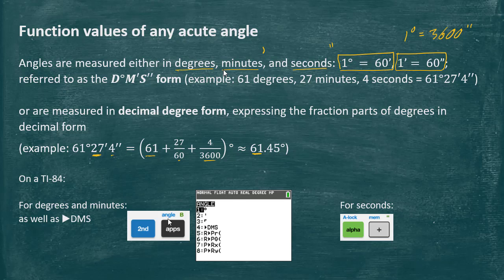where you can see above the button apps, it says the name angle for that menu, or it has the word angle in front of it. So again, I'll highlight it here, the angle right above apps. To open that menu up, I just press second of the apps button, and it opens this menu.